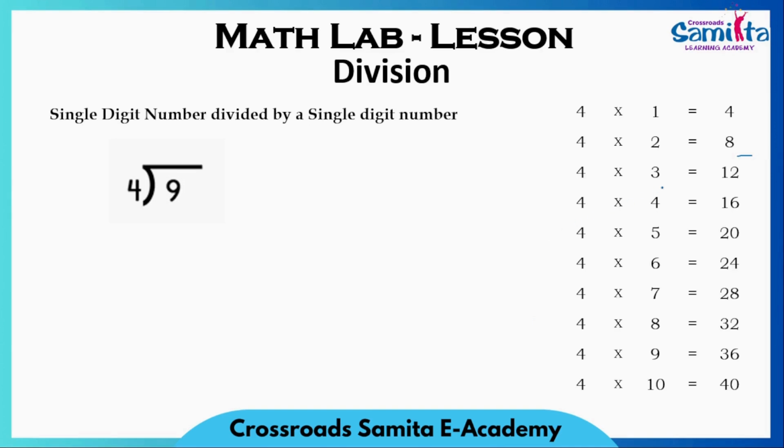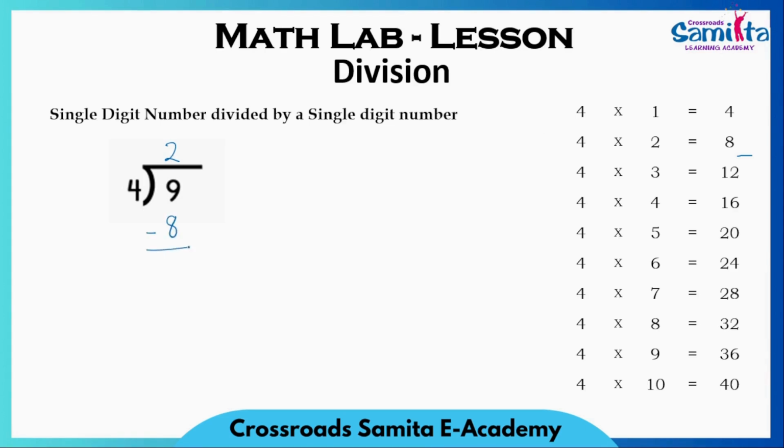So 9 will come between 8 and 12. So 12 is greater than 9 and 8 is lesser than 9. So we can't take a greater number, we have to take a lesser number as such. So 4 2s are, because 4 into 2 was 8, therefore 4 2s are 8.